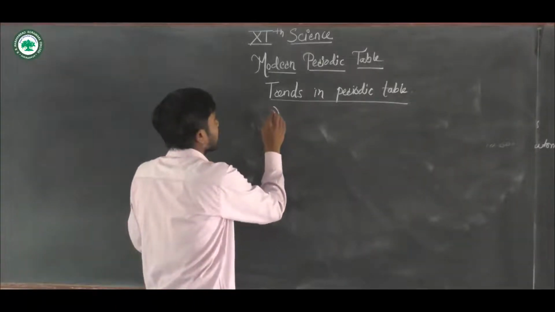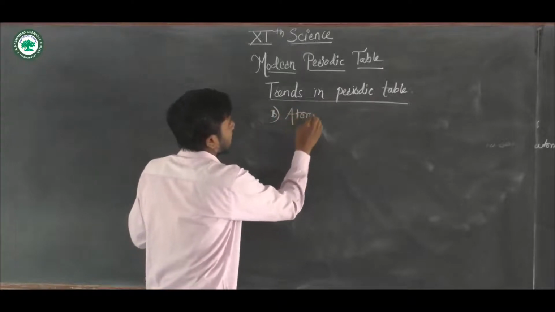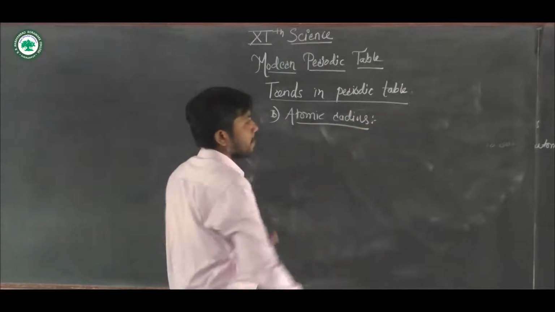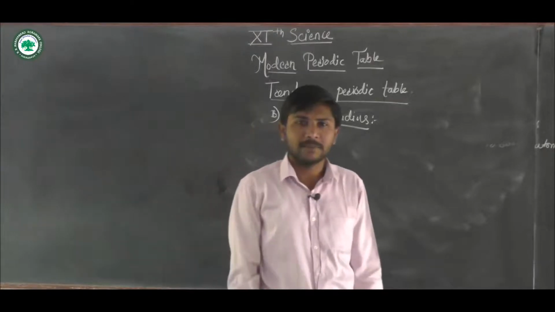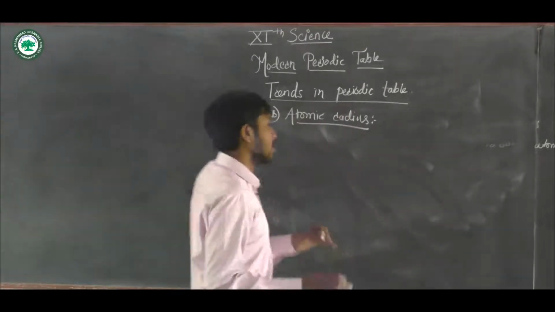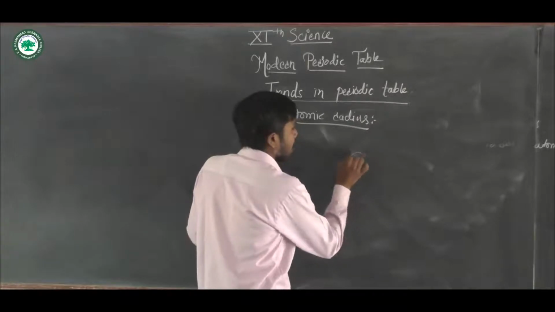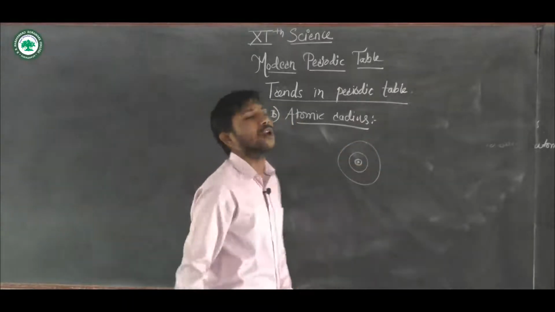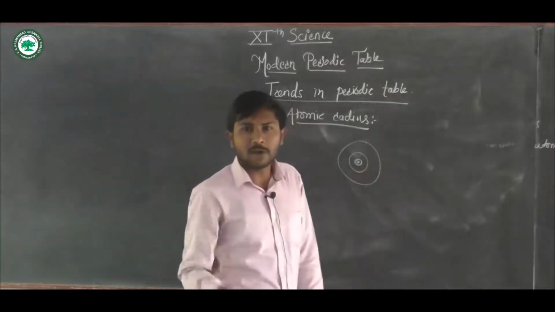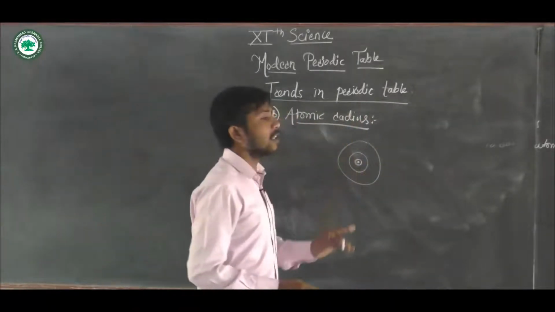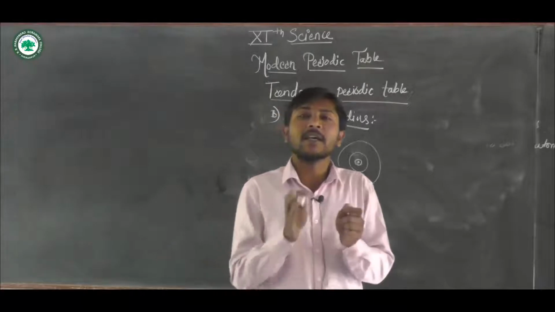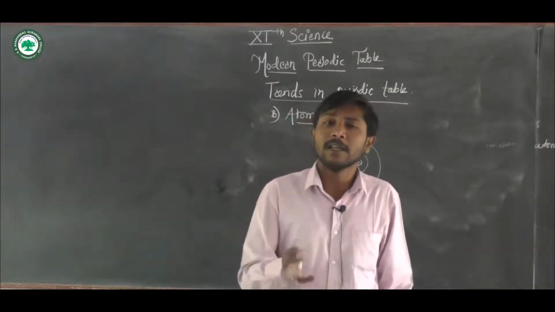Likewise, atomic radius. The quantum mechanical structure of an atom explains that we cannot say definitely that an atom has a boundary. If we see this is the nucleus and these are the orbits, we are drawing it for our assumption, but actually we cannot determine that any atom has a definite boundary. That's why the atomic radius of any element cannot be directly determined, and it is determined by the internuclear distance.